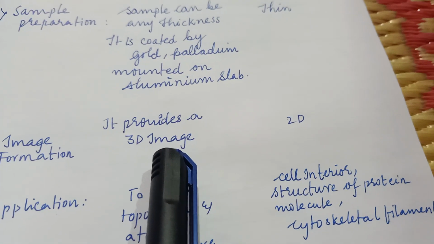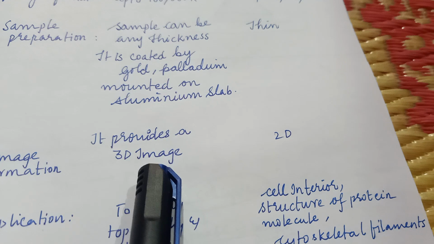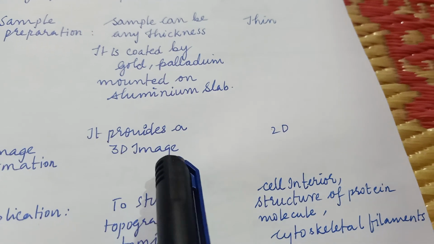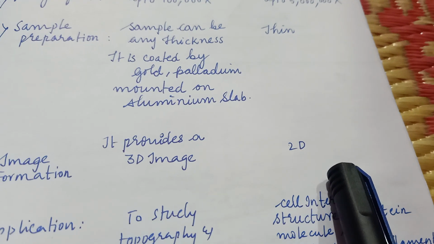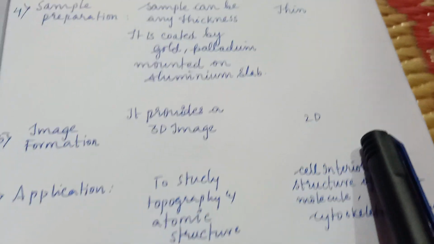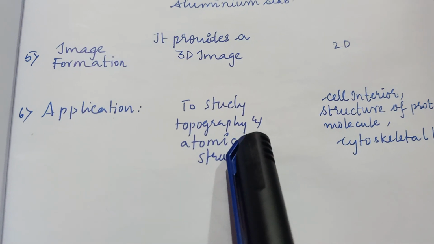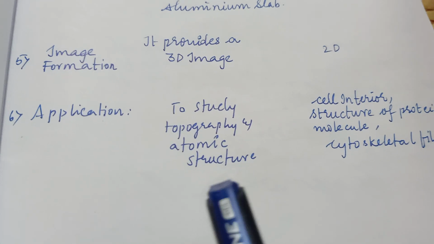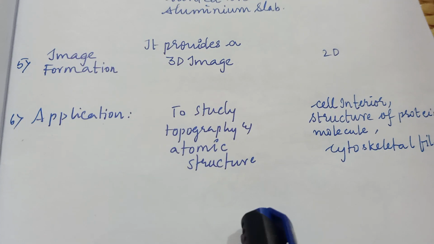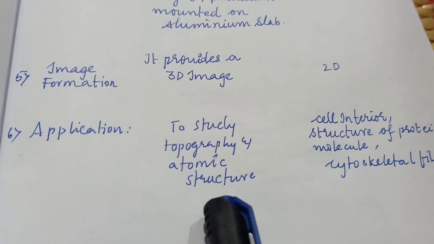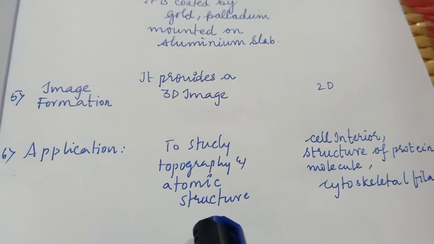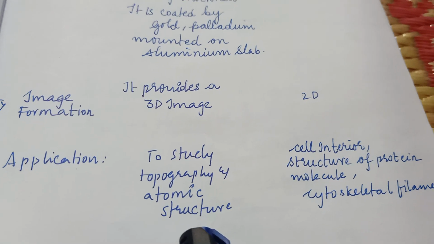Image formation in scanning electron microscope is a 3D image, whereas it is a 2D image in TEM. Applications include studying the topography and atomic structure. To study the superficial characteristics, scanning electron microscope is useful.